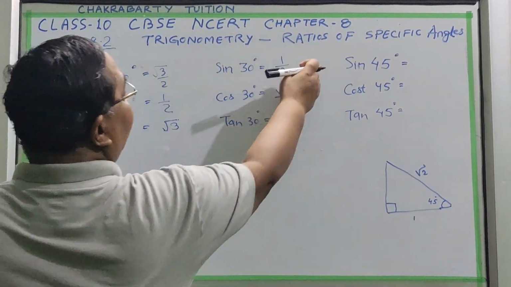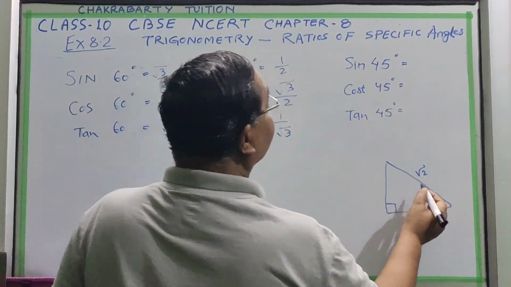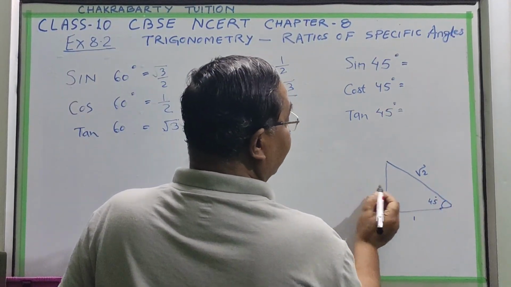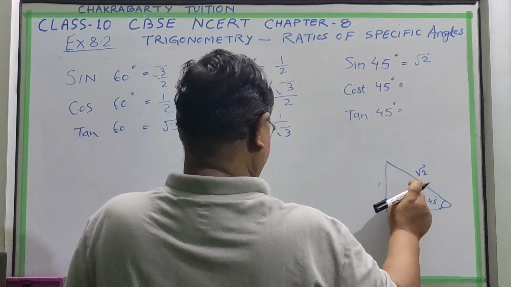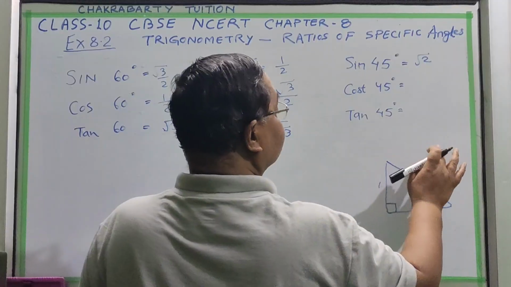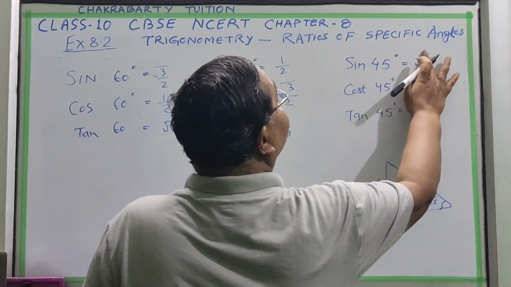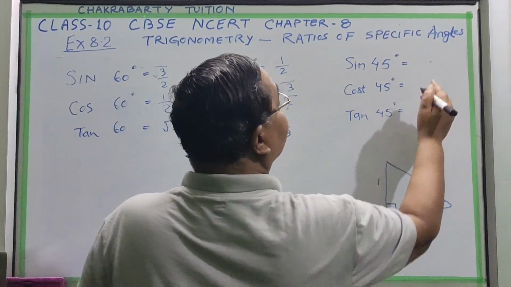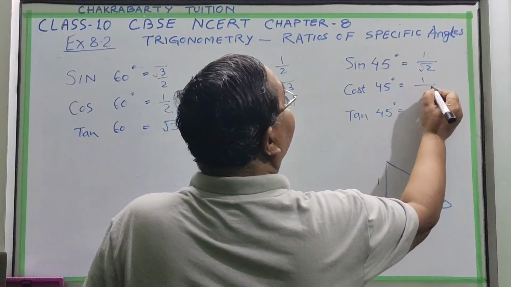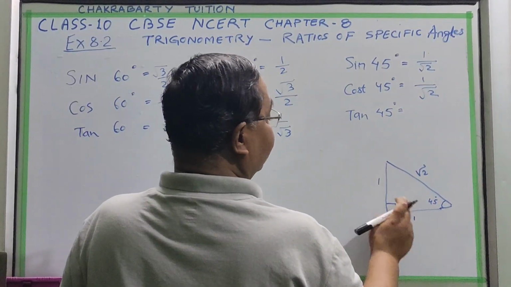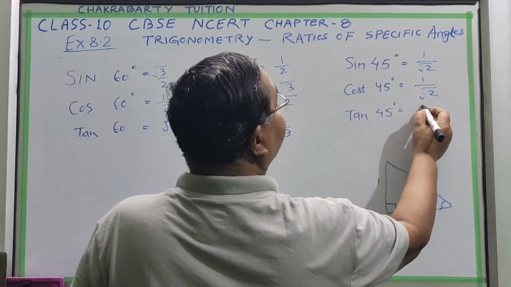You may learn this also for fast calculation, otherwise this will do. So for 45, suppose you want to know sine. What will be 1, 1, under root 2? This is your perpendicular, so it is 1. So sine will be 1 by under root 2. Cos will be 1 by under root 2. And tan will be 1 upon 1, which means it will become 1.